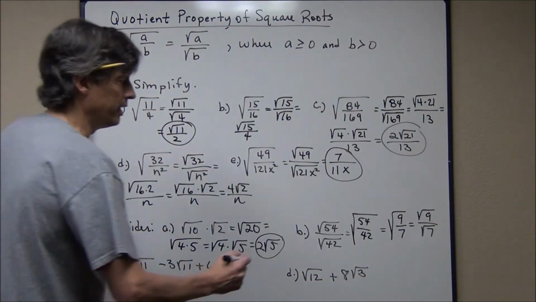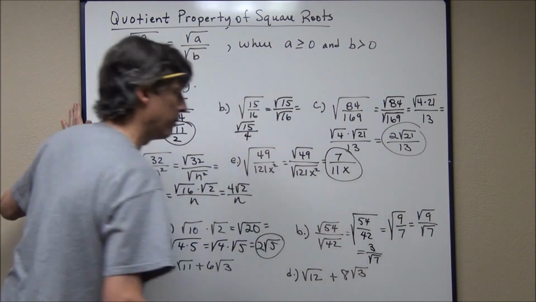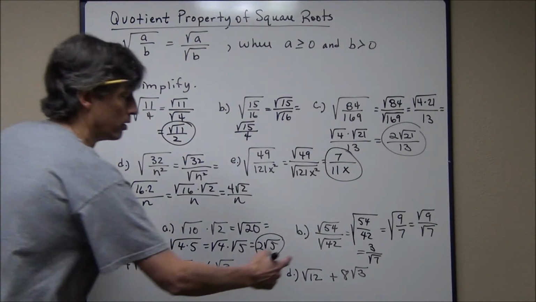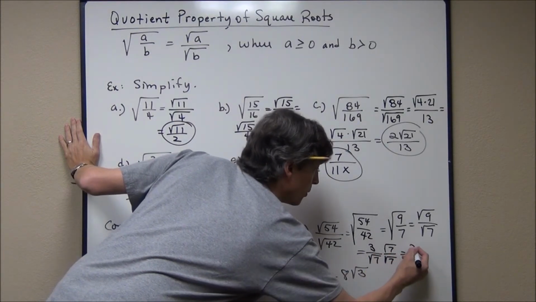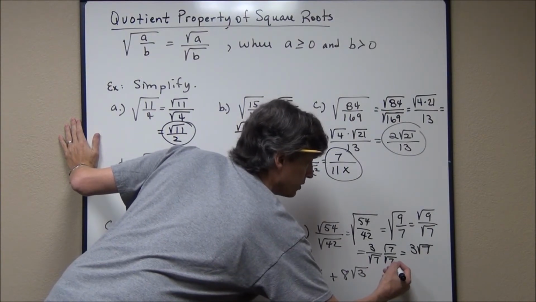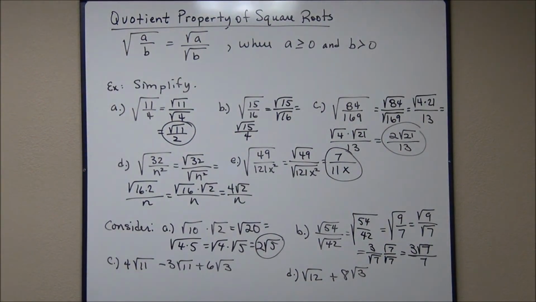The square root of 9 is easy. That's 3. The square root of 7 does not simplify. So I'm going to show you what you do when you get a radical in the denominator that doesn't simplify. You multiply the numerator and the denominator by that same square root. I'm going to multiply the top and bottom by the square root of 7. 3 times the square root of 7 is 3 times the square root of 7. And the square root of 7 times the square root of 7 is the square root of 49, which is 7. And I finally got to a point where I don't have a fraction under the radical, and I don't have a radical in the denominator.